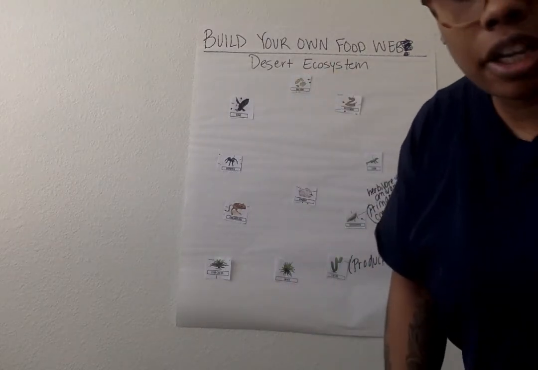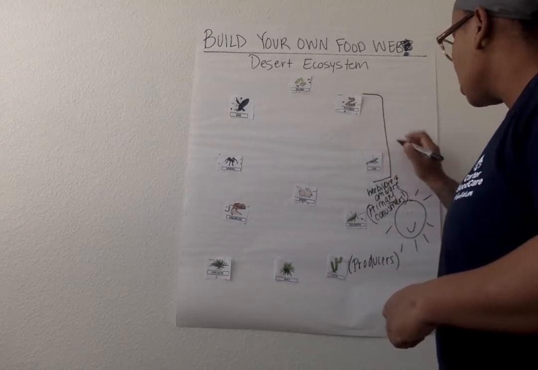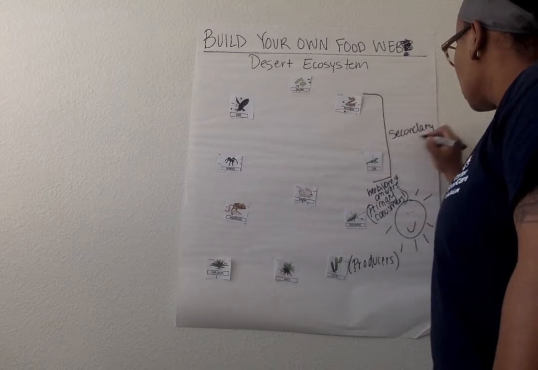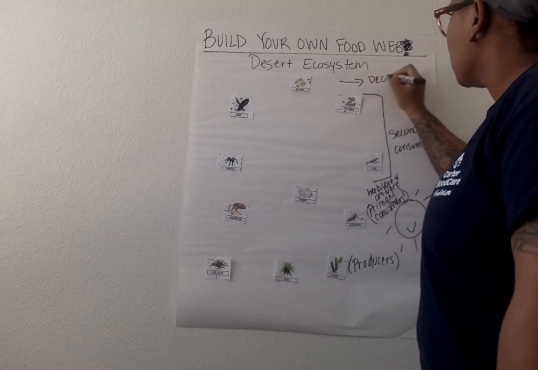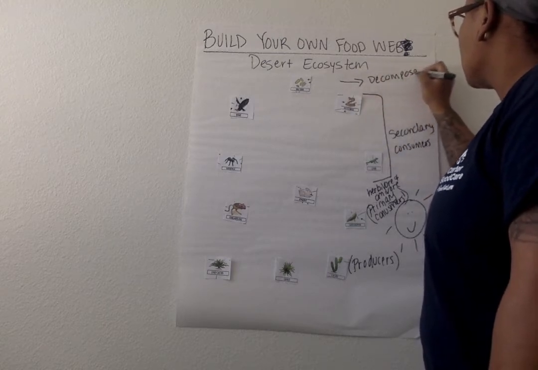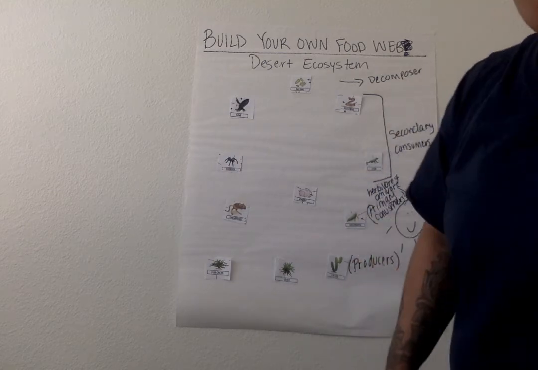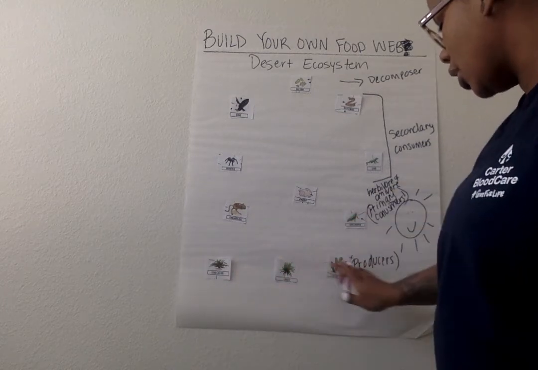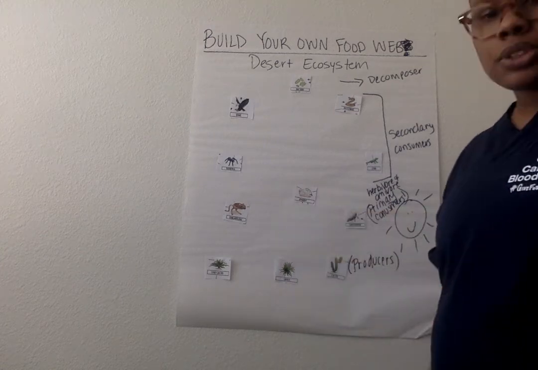Now we're going to show our arrows. Sorry, I forgot to label secondary consumers. And decomposer. Okay, now we are going to draw our arrows. This is where it gets important. So we have the star cactus, the grass, and the cactus. We know that our primary consumers can eat those.